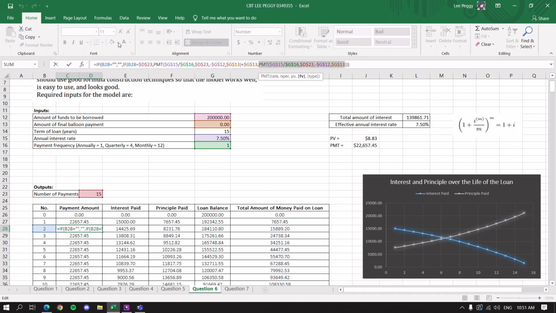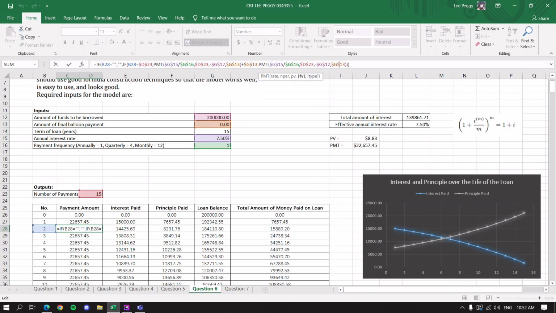The payment could be calculated using the Excel function. We just type PMT and then we insert the rate, which is the annual interest rate divided by the payment frequency to get the rate per period, and then the NPER, which is the number of payments, the PV, which is the initial amount of funds to be borrowed, and the FV.